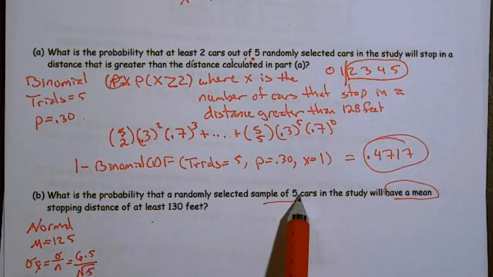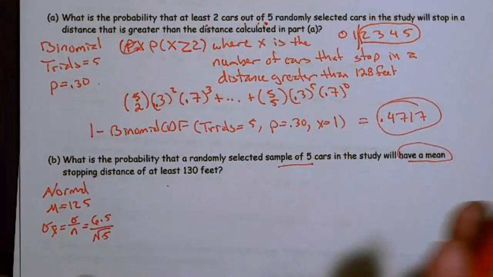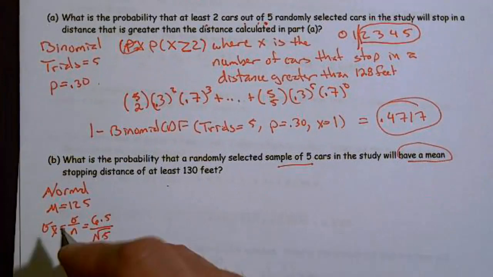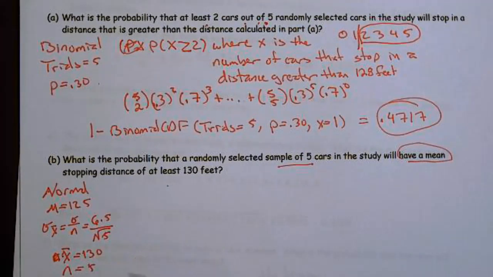Now you're going, wait a second, this sample size is too small. And it would be, but the underlying population is normal. Since the underlying population is normal, we're good to go. If it were anything but normal, we couldn't do this problem. Then we also know that our X bar is 130 and N is 5.